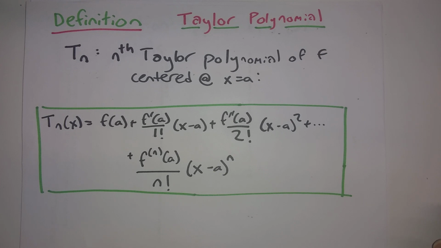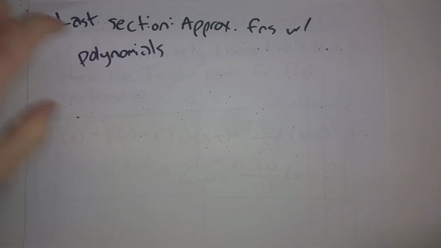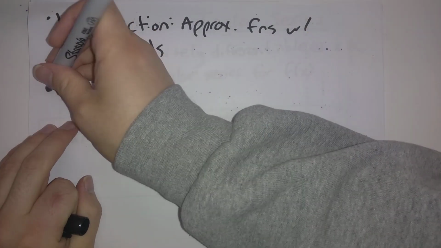It's generalizing the notion of linear approximation from way back in Calculus 1. So instead of just approximating our function with a straight line, we could approximate with a parabola or a cubic polynomial or stuff like that. So this is one notion. In the last section, we approximated functions with polynomials.